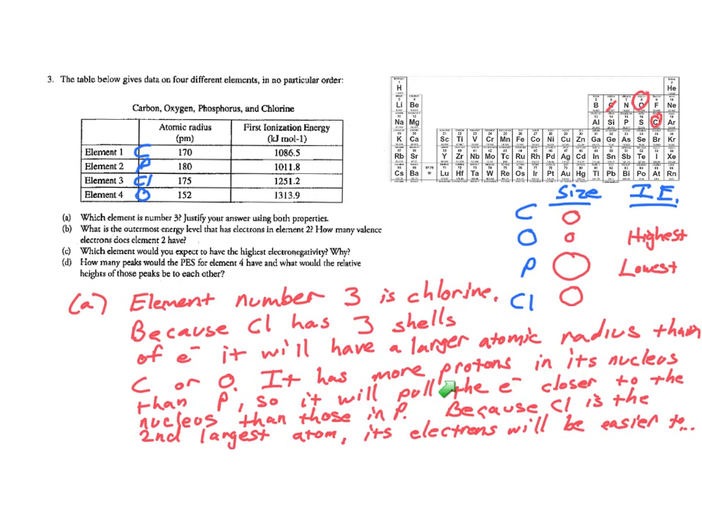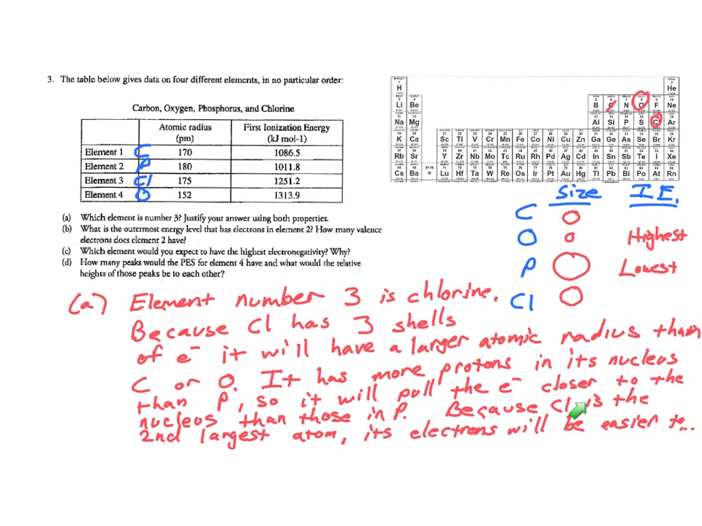It has more protons in its nucleus than phosphorus, so it will pull the electrons closer to the nucleus than those in phosphorus. So we made an argument for where it fits in the size chart. Then the part that I got cut off on is more or less I want to say, because it's the second biggest, its electrons are easiest to remove, and I need to convince them that I know that first ionization energy is the energy it takes to remove an electron.